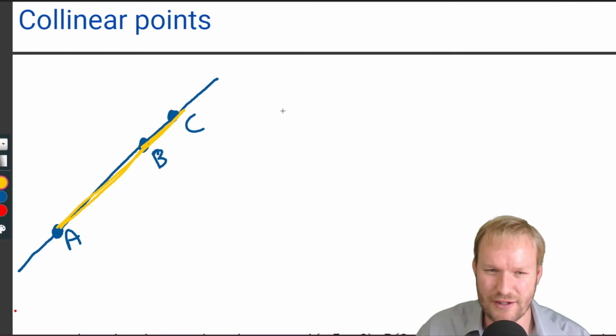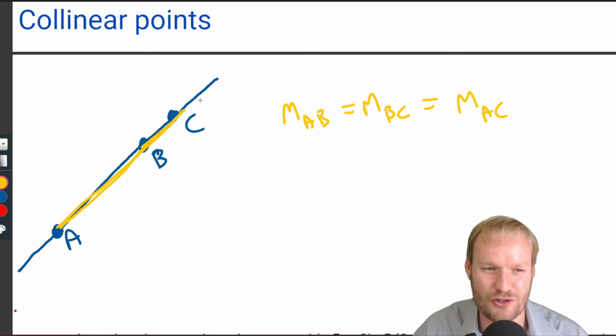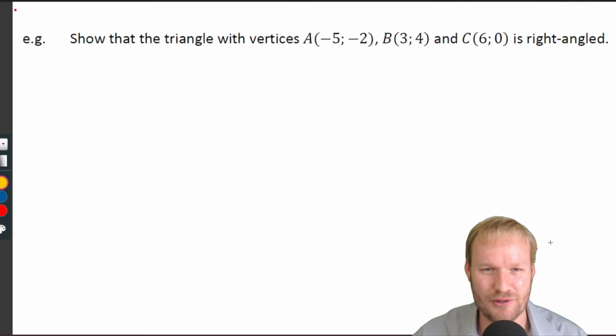So we're looking at gradients. The gradient from A to B is the same as the gradient from B to C. It's also the same as the gradient from A to C. It doesn't matter which 2 points you choose. Look, the steepness, the gradient is the same. Okay, so those are our main concepts, and we've got 2 examples to play around with them.